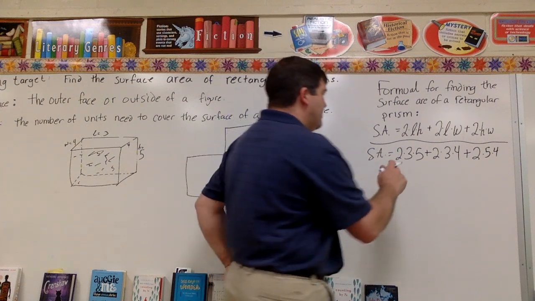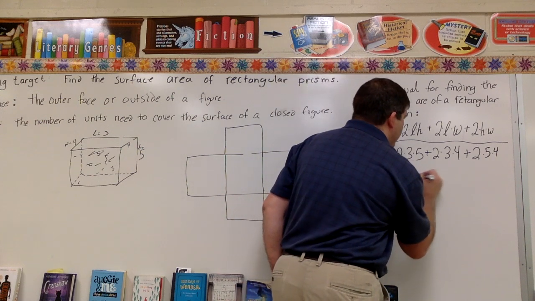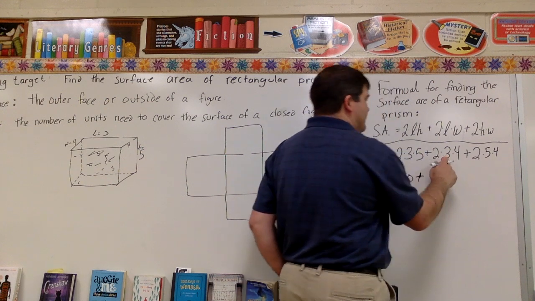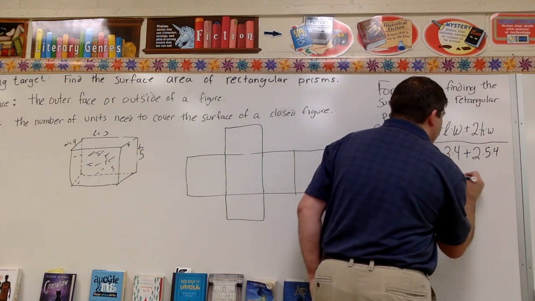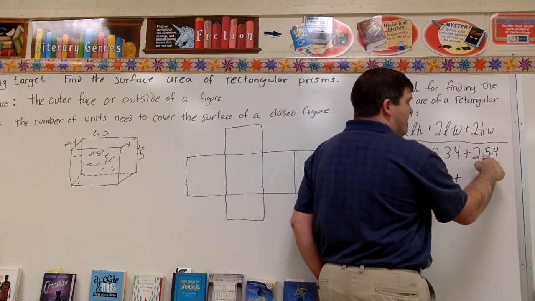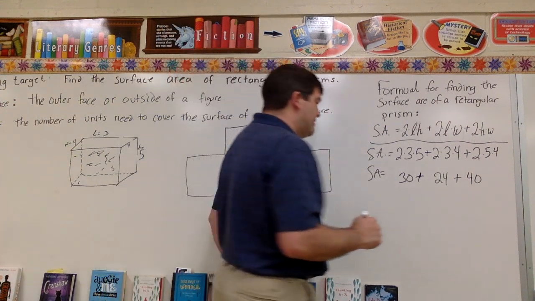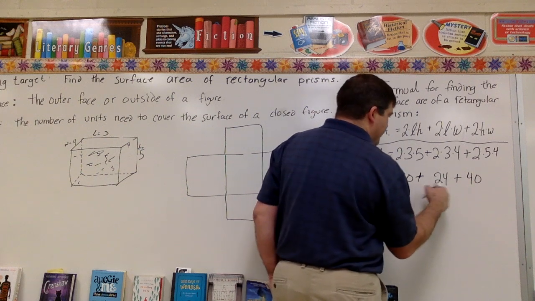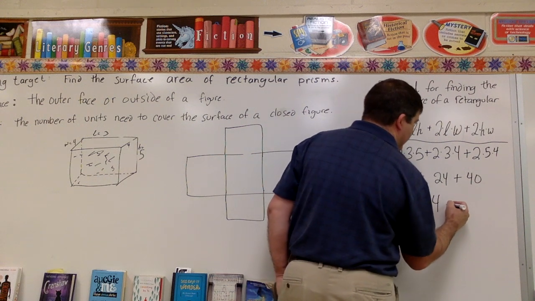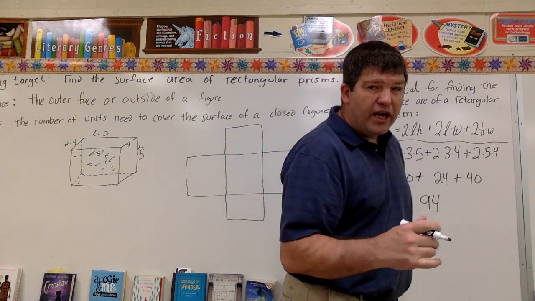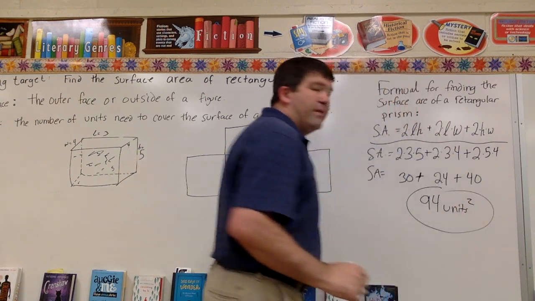Now I do my multiplication first. Surface area equals 2 times 3 is 6. 6 times 5 is 30. Plus 2 times 3 is 6. 6 times 4 is 24. Plus 2 times 5 is 10. 10 times 4 is 40. Okay, so now I just have to add all these together. 30 plus 24 is 54, plus 40 is 94. And because it's surface area, it's units squared. That's my answer.